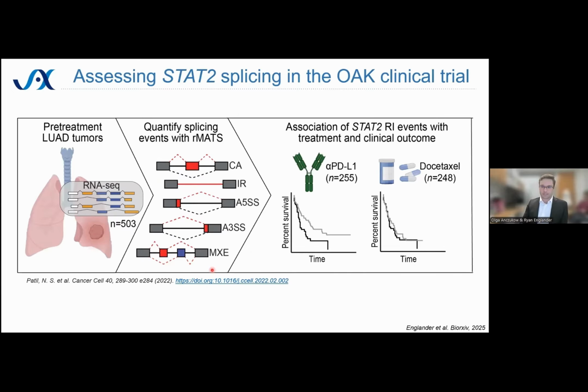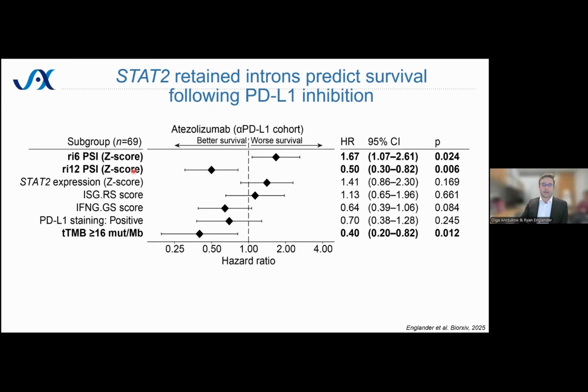And what we found was quite striking. So this is a forest plot of hazard ratios from Cox multivariable survival analysis, which allows us to assess the independent predictiveness of each variable on patient survival, focusing on the immunotherapy treated cohort. So as you can see here, there are 3 variables that statistically significantly predict patient survival in response to PD-L1 treatment. That is, having a higher retained intron 6 is associated with significantly worse survival. Patients who have higher RI6, all else being equal, do worse than patients with lower RI6.